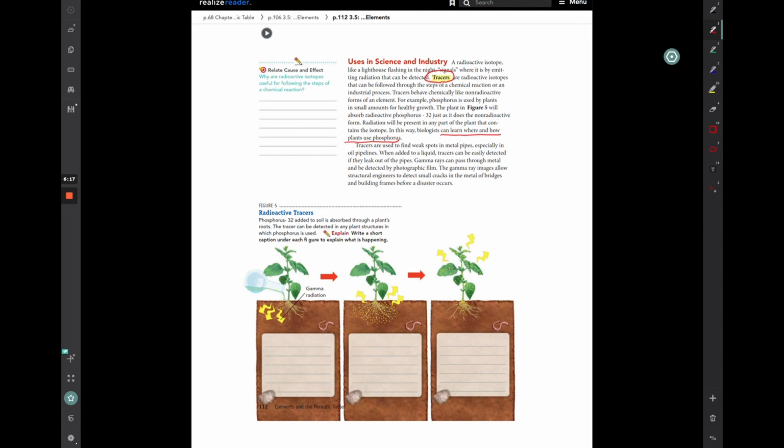Tracers can also be used to find weak spots in metal pipes, like in oil pipelines. So they can add these isotopes to a liquid, and then they can monitor them and see them light up, almost like an X-ray, as they leak out of the pipes. Since gamma rays can pass through metal and be detected by photographic film, gamma rays are also used to help look at structural damage in buildings and in bridges. So they can detect any cracks or weaknesses that there may be.